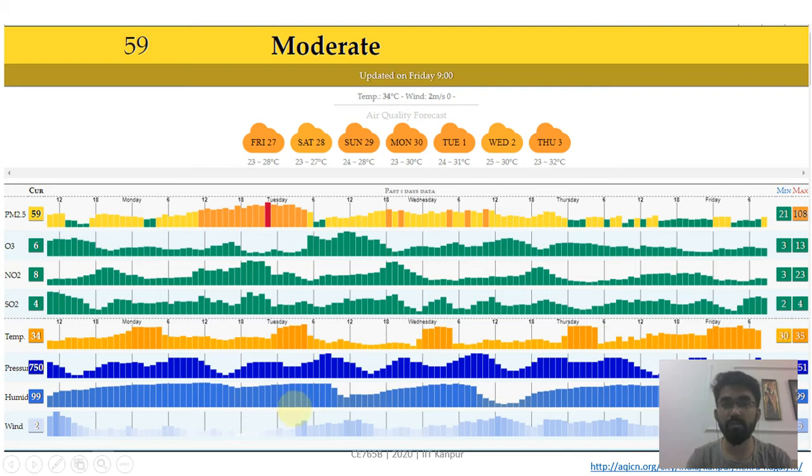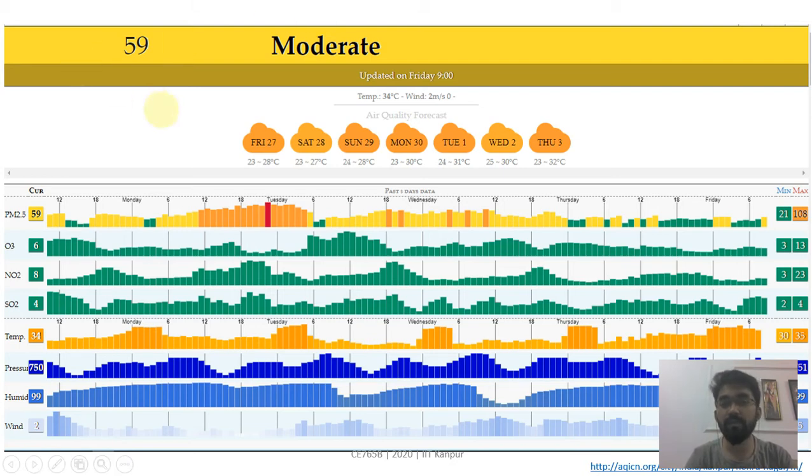It's updated on Friday, March 9, at about 9 a.m. The temperature was 34 degrees Celsius, wind was 2 meters per second, and it was about the 26th of some month. Then this is 59. This is the index, the air quality index, AQI. So again, this AQI, air quality index, could be country specific or even global as well.